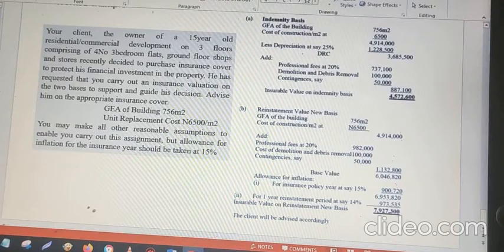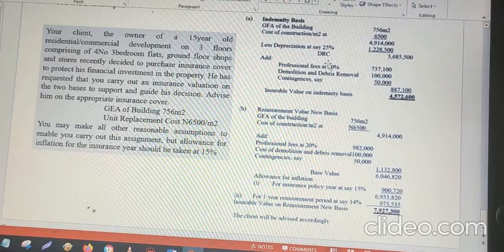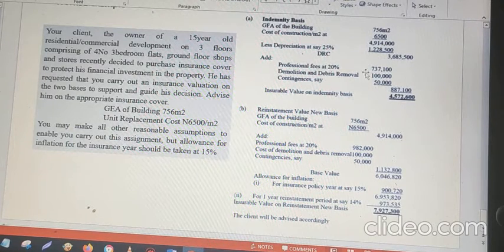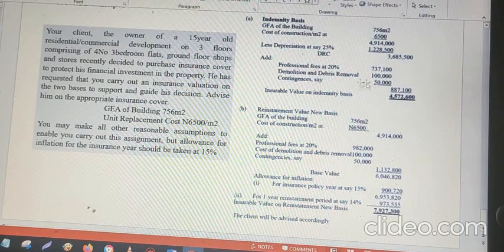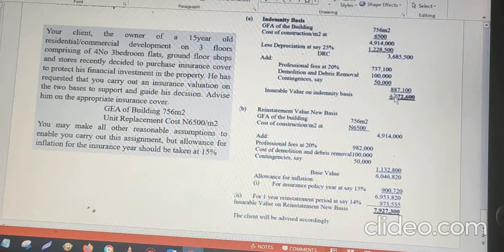Example. A. The indemnity basis. GFA of the building 756 m2. Cost of construction per m2 at 6,500. 4,914,000. Less depreciation at say 25%, 1,228,500. DRC 3,685,500. Add professional fees at 20%, 737,100. Demolition and debris removal 1 lakh. Contingencies, say 50,000. 887,100. Insurable value on indemnity basis 4,572,600.